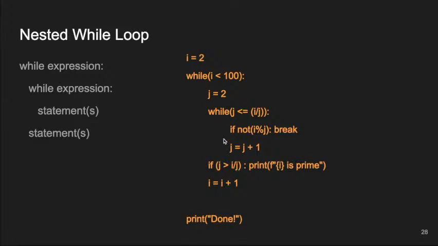Okay, and we keep incrementing i, as you see here. And then we have one for j less than or equal to i divided by j. Okay, and then we are doing something here. I'm sure you guys remember the not operator and also the modulus operator for remainder, right? And then you are seeing the break keyword again.